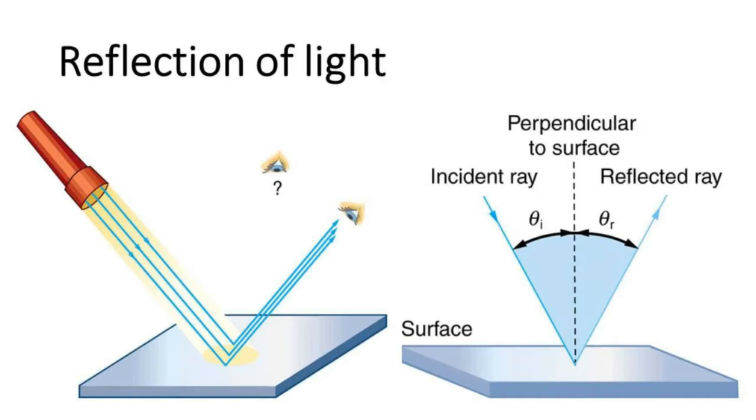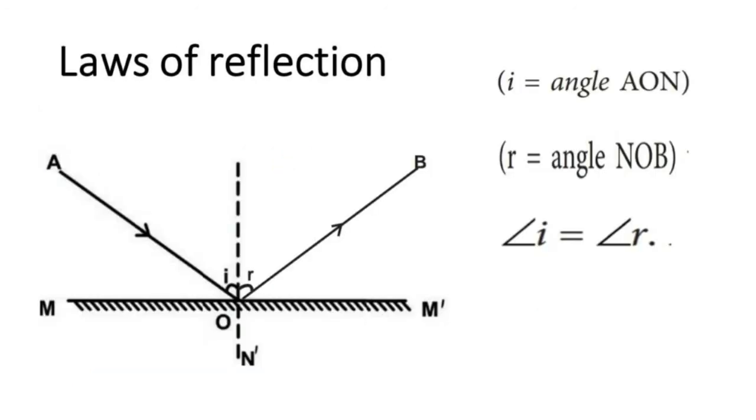Light falling on any polished surface such as a mirror is reflected. This reflection of light on polished surfaces follows certain laws, and you have studied about them in your lower classes. Let us study about them a little elaborately here.